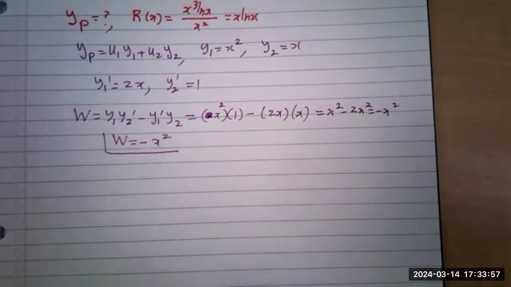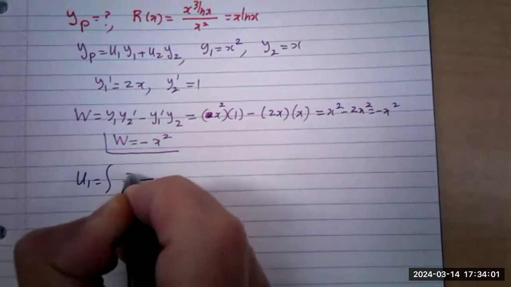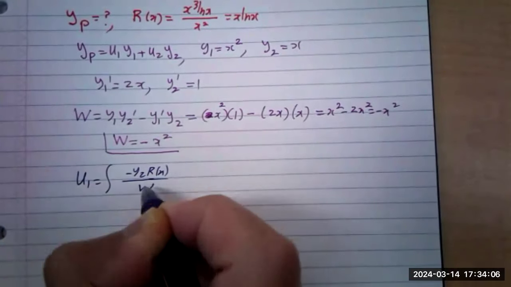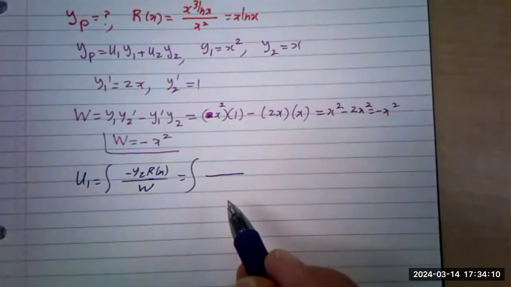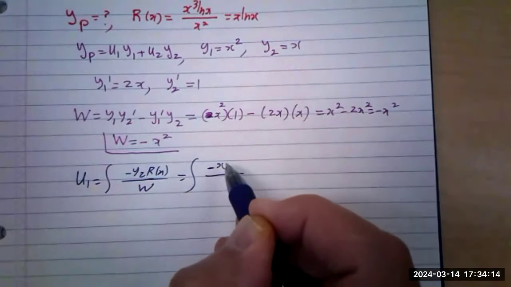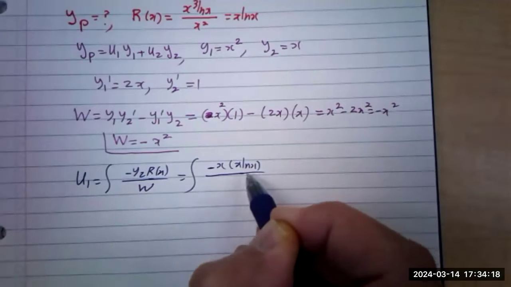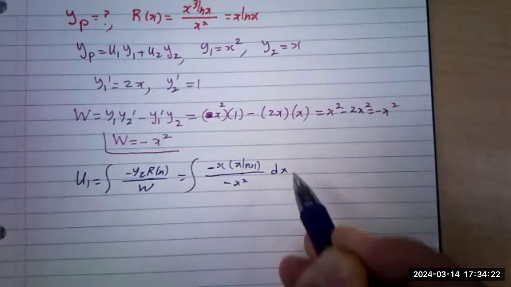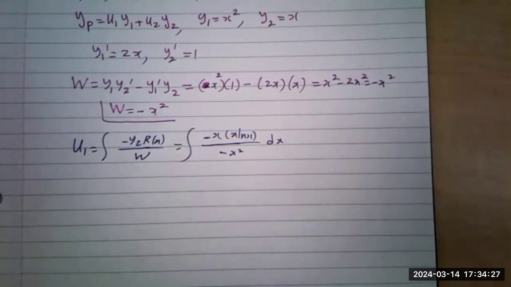Getting the u1. u1 is the integral of negative y2 r(x) over the Wronskian. So it's going to be negative y2, where y2 is negative x, r of x is x ln x, divided by the Wronskian, negative x squared, dx. Just make sure you already normalize the r of x.